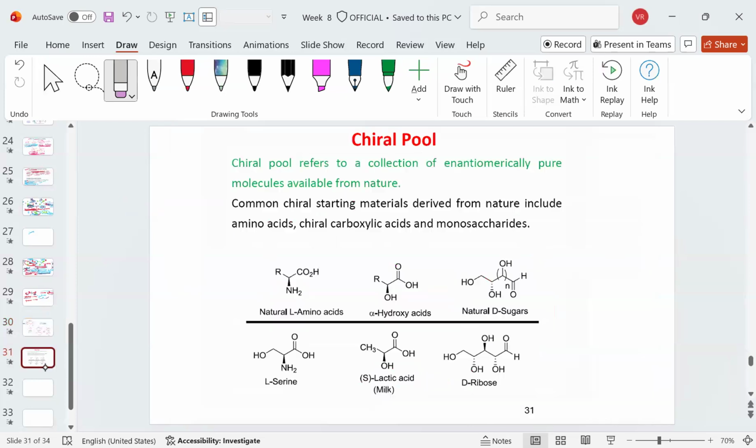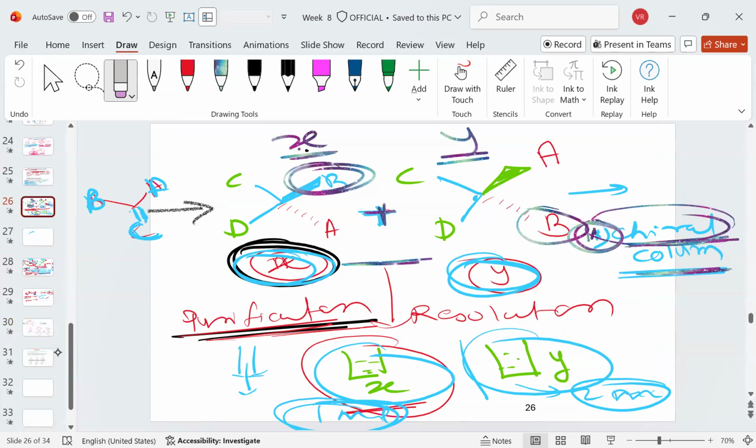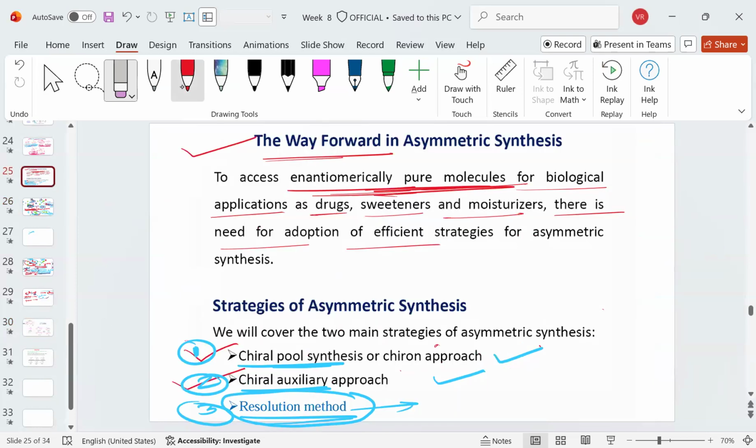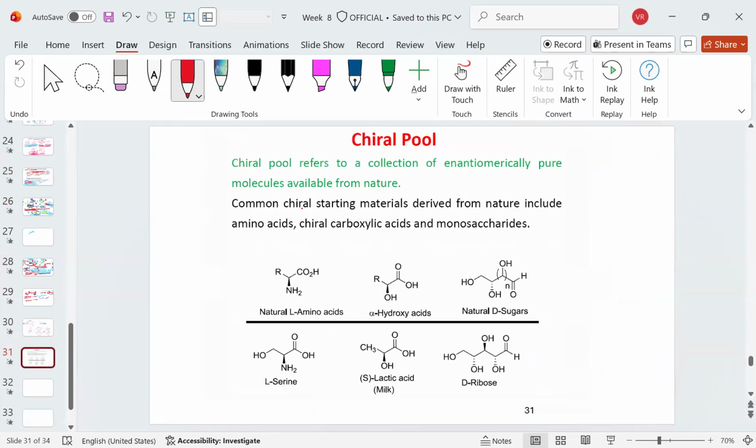Now let's go back to our strategy. We'll see mainly the chiral pool and the chiral auxiliary. The first one is the chiral pool. This chiral pool is the most preferable tool for obtaining enantiomerically pure molecules. Common chiral starting materials are generally derived from amino acids, carboxylic acids, or monosaccharides, that is, carbohydrates. So these are the natural amino acids.